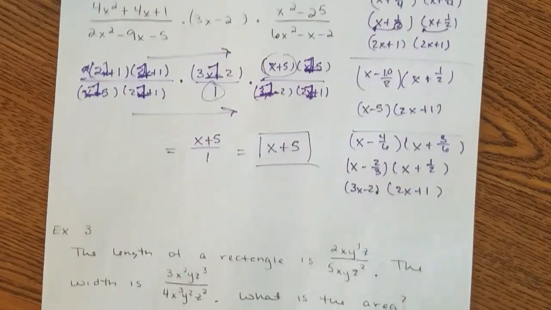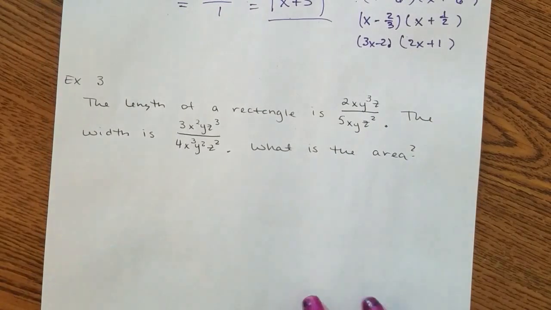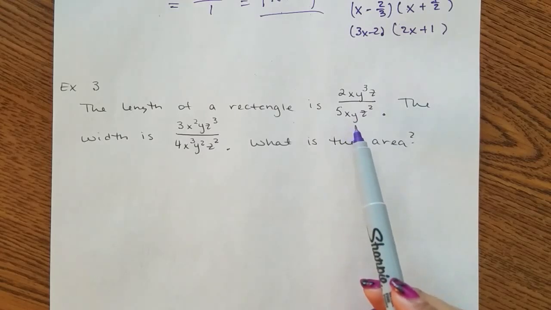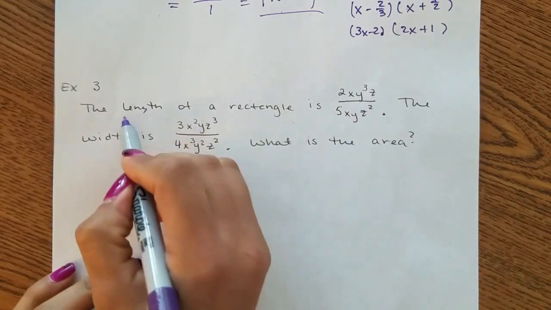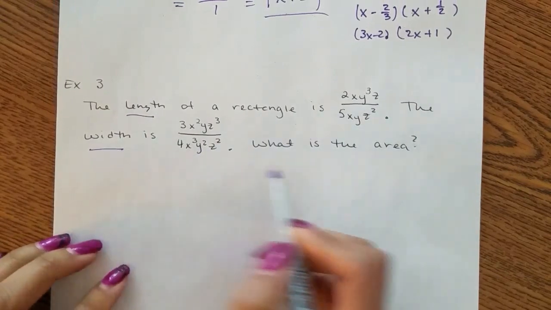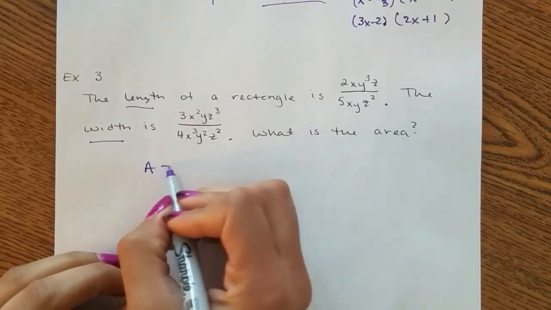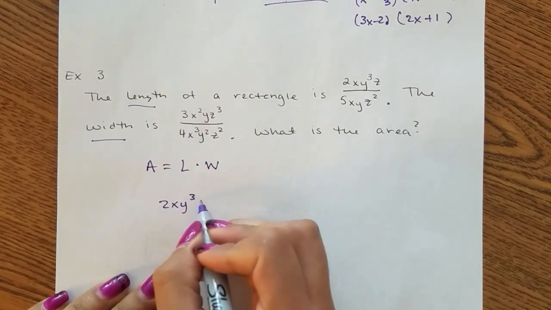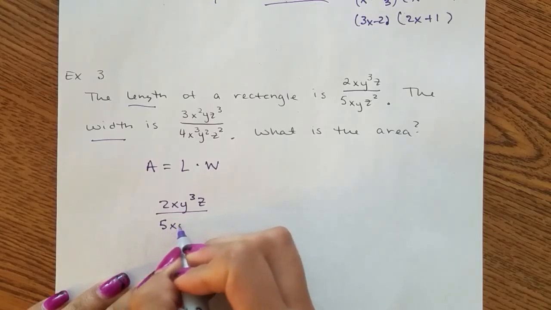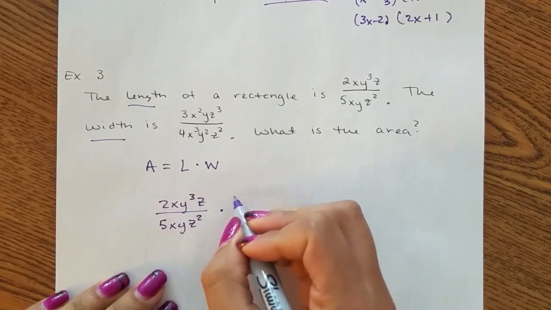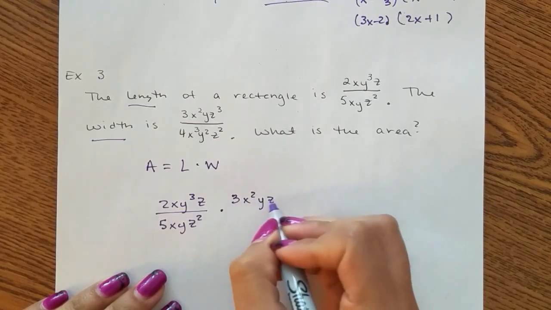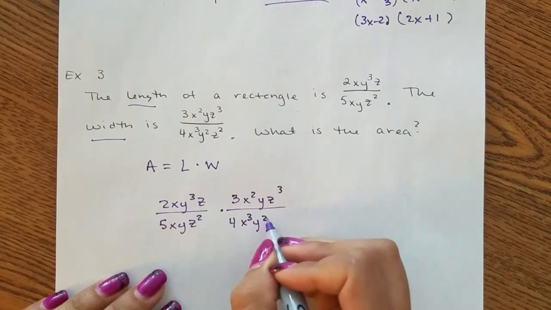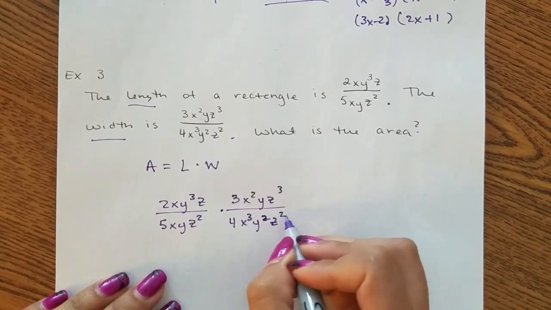Okay? I have one last example for you. So we have the length of the rectangle is 2xy cubed z over 5xyz squared. Okay, so that's the length. The width is equal to this. What is the area? Well, we know that area is equal to length times width, so we're just multiplying 2xy cubed z over 5xyz squared times 3x squared yz cubed over 4x cubed yz y squared z squared.